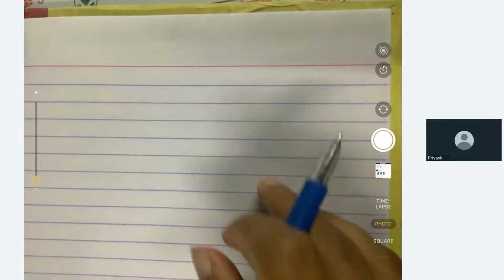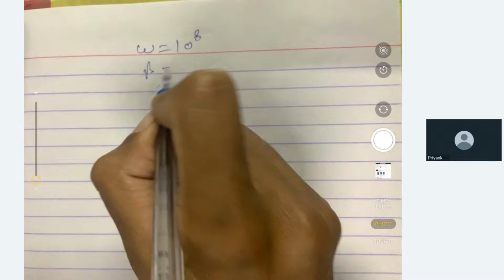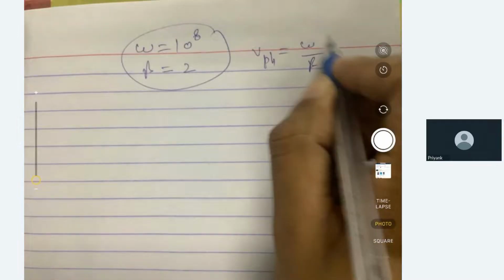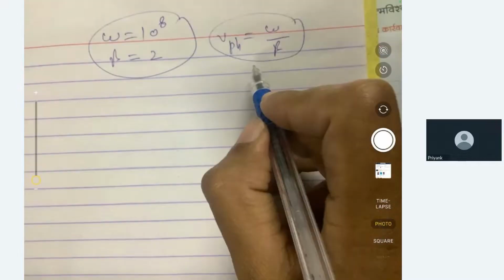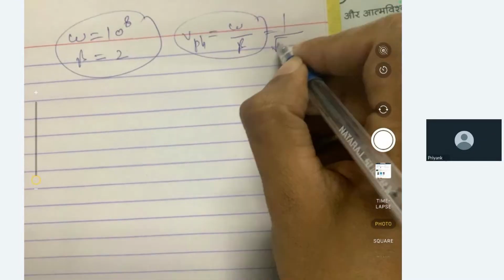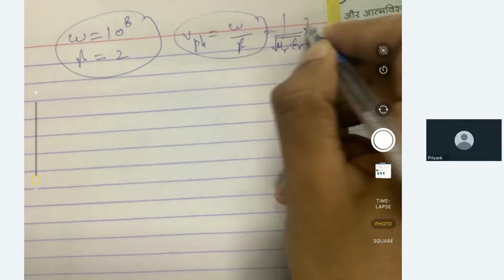So from the H, it is given that omega is equal to 10 raised to power 8, and beta is equal to 2. And so we know the phase velocity is equal to omega upon beta. And from this we can find out the value of 1 upon root mu r into epsilon r, into 3 into 10 raised to power 8.